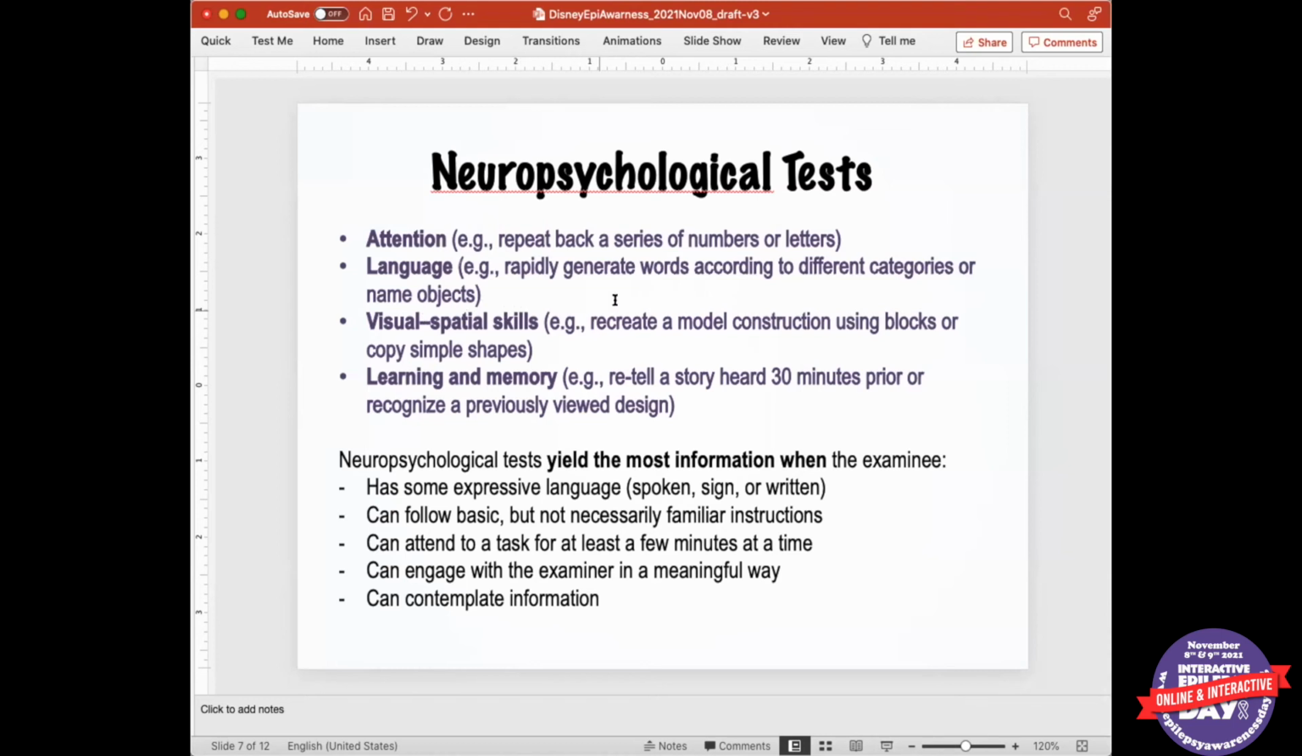For visual spatial skills, we might ask you to recreate something using blocks. If we give you a model that has the blocks put together in a certain way, we ask you to reconstruct that, to look at your ability to process the parts of things and the wholes, and how everything fits together. And then learning and memory, like I said before, basic learning and remembering things like a shopping list or a story.